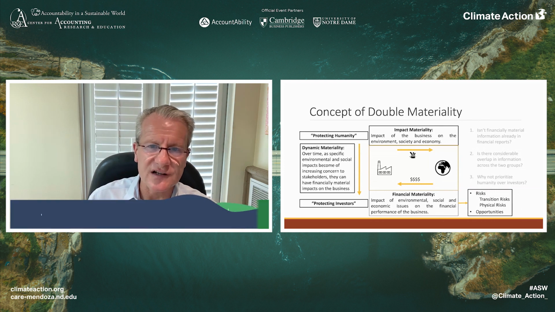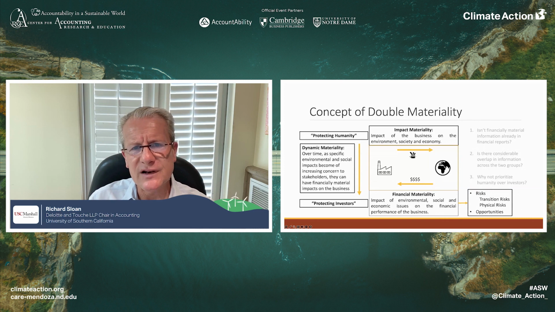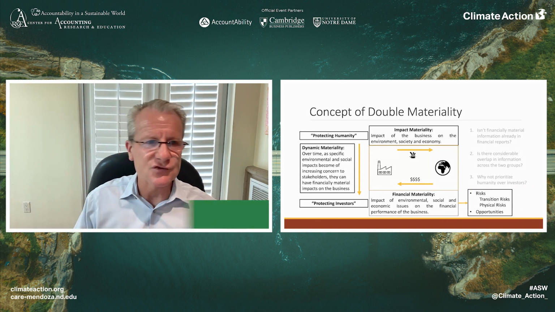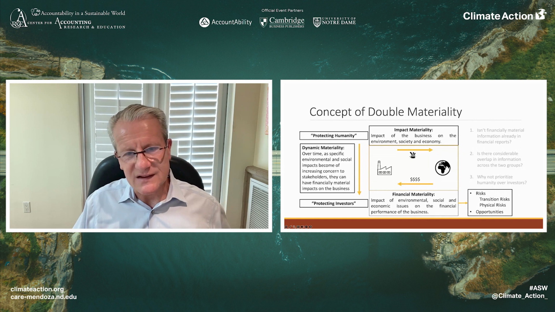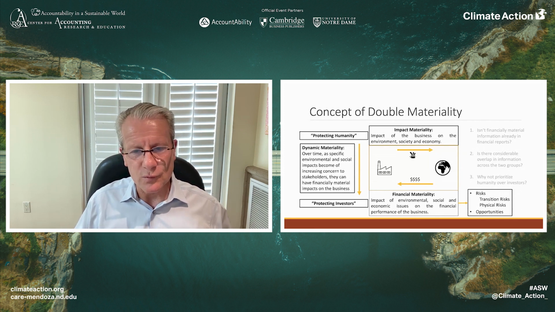So there's a bit of a chicken and egg problem here, but what I want to emphasize is that sustainability reporting that focuses on impact materiality really is critical to this concept of dynamic materiality and having society figure out ways to make these issues financially material to businesses so that they can internalize those externalities and we can move forward in a world with sustainable development.